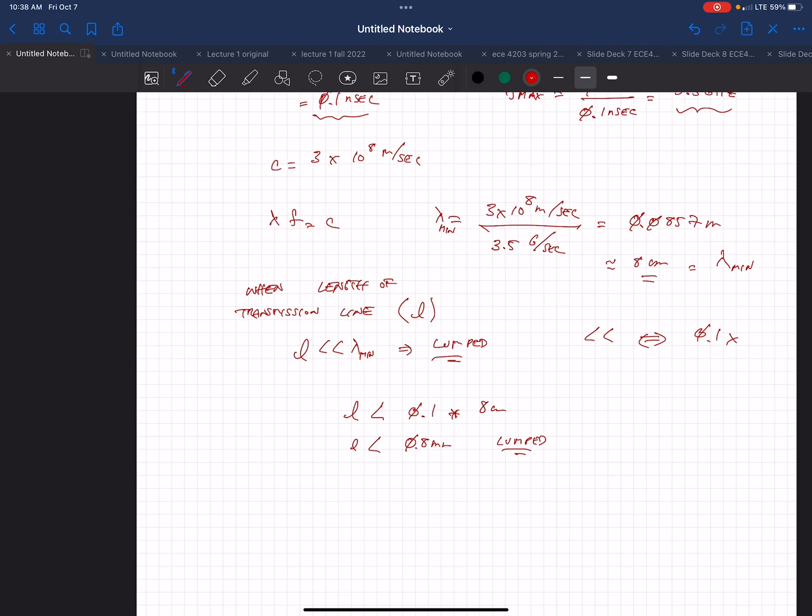Okay. What else do I want to say? If we're talking about the rule of thumb, that means it depends on a combination of frequency and length. It could be a short distance, but if the frequency is high enough, then we have to use transmission line models. That's right. And we can have a longer length, but because of lower frequency, we can still use a lumped model.